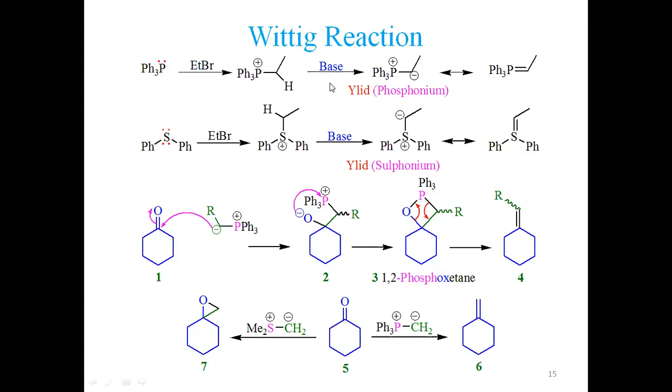So this is the ylide. The ylide is in fact undergoing this type of reaction, triphenylphosphine reacting with ethyl bromide. This phosphorus is more nucleophilic. Why? Because nitrogen, you see, acts as a base, a good base but not a good nucleophile.